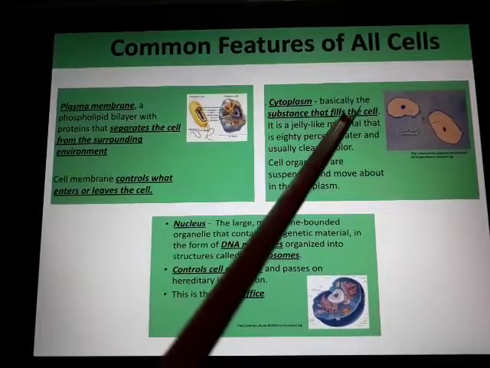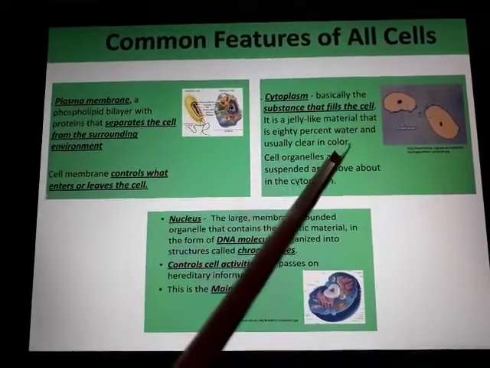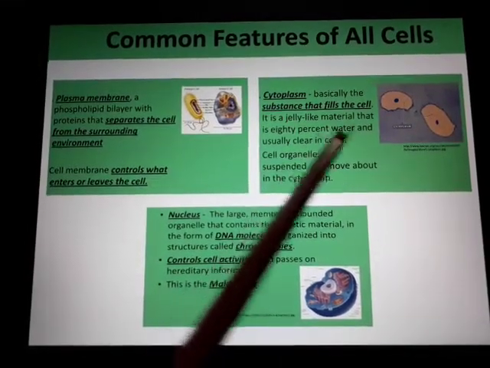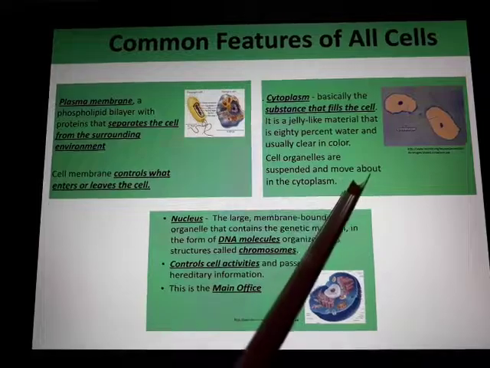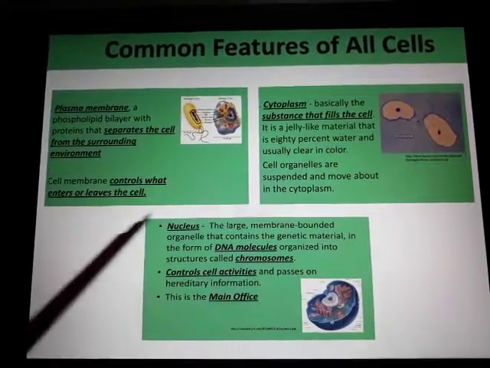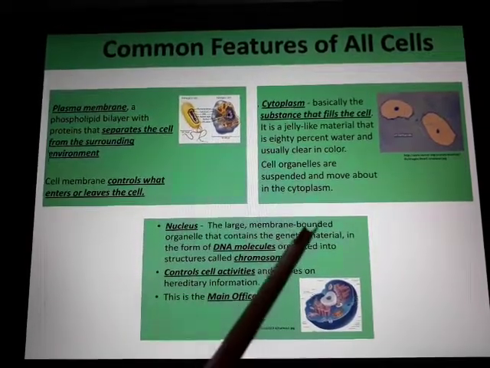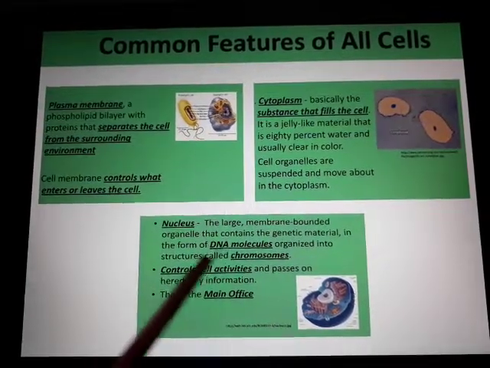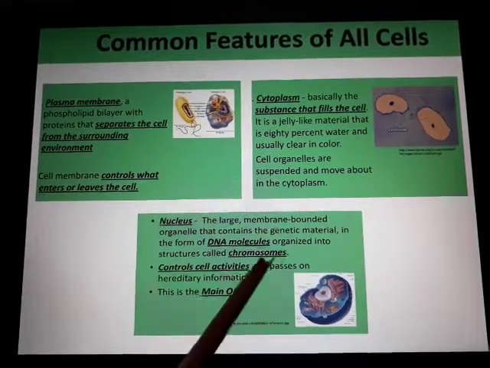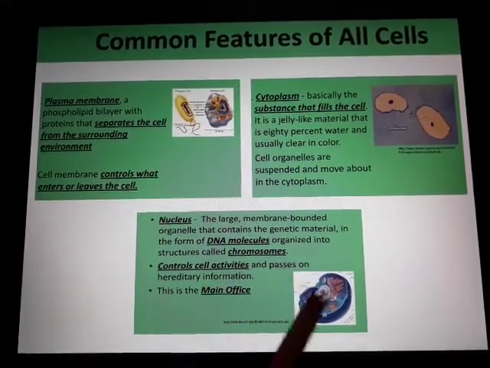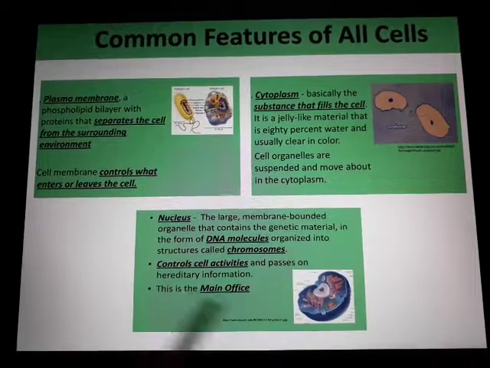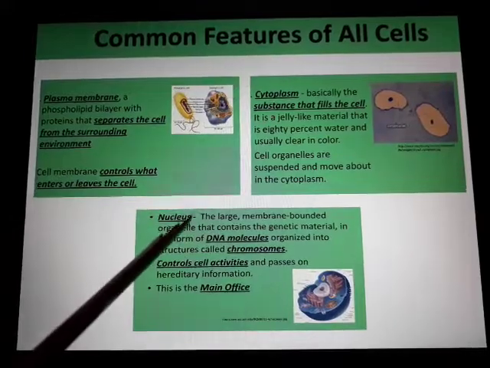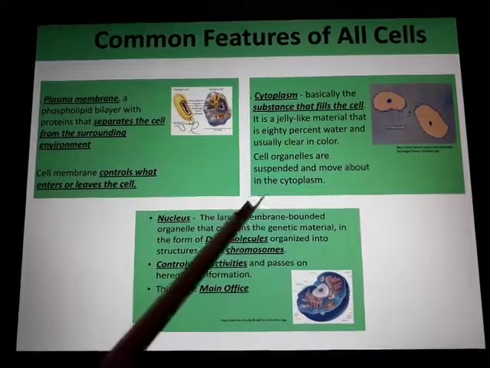Cytoplasm, which we have studied, fills the inside of the cell. It is a jelly-like material, 80% water, and usually clear in color. Cell organelles are suspended and move about in the cytoplasm. The nucleus is a large membrane-bounded organelle which contains the genetic material in the form of DNA, present in the chromosomes. It controls all the cell activities, and is also called the main office or the brain of the cell. Together, the plasma membrane, cytoplasm and nucleus, we name as protoplasm.